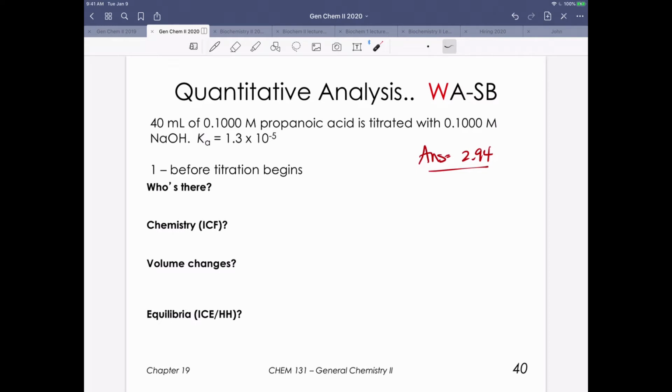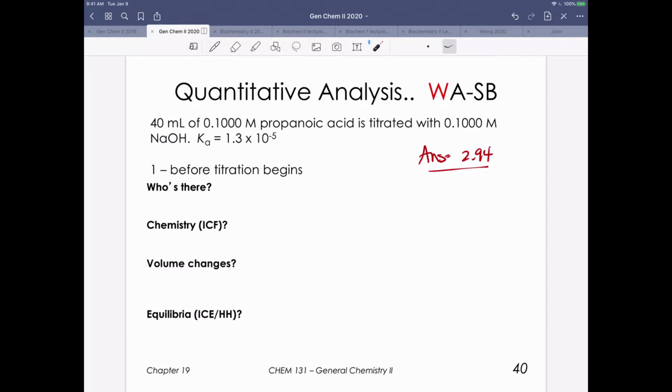So there are 4 points to this weak-strong titration. The first point is before the titration begins. Just to highlight what our titration is, we've got 40 milliliters of 0.1000 molar propanoic acid in our beaker. And then we've got 0.1000 molar sodium hydroxide in our burette. Because these concentrations are the same, it's super easy to see where our equivalence point is going to be. It's when we've added the same volume of sodium hydroxide. So it's going to be 40 milliliters of sodium hydroxide.